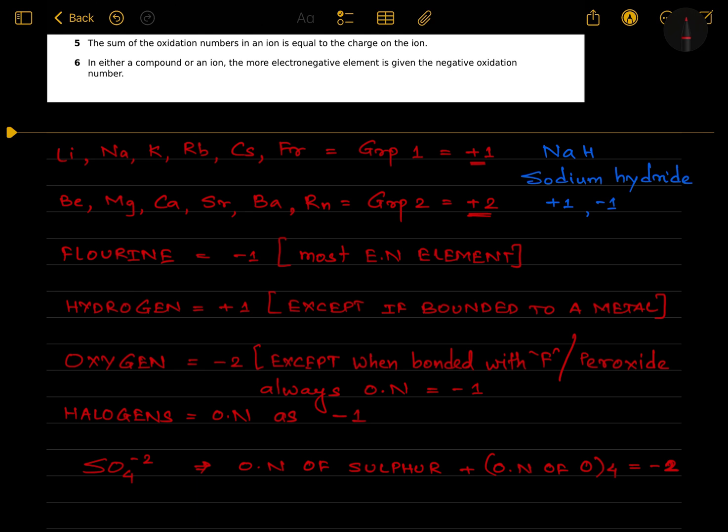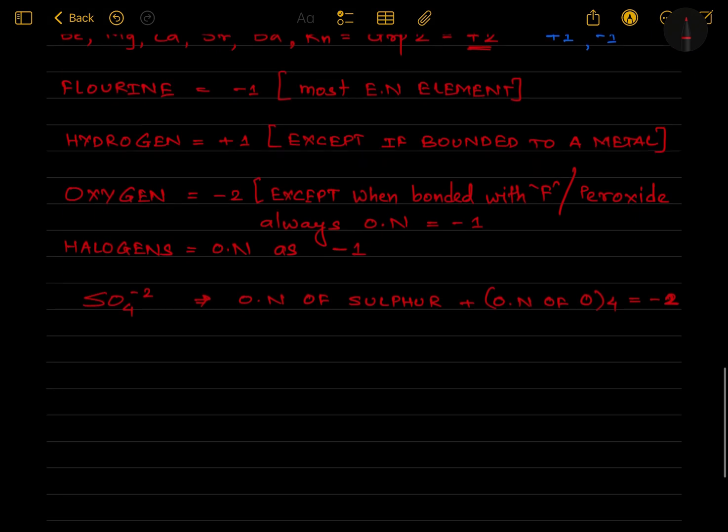It should be equal to the charge over the ion, and the charge was -2. The last and final point says that in either a compound or an ion, the more electronegative element is given the negative oxidation number. As I said, I know that oxygen loves to have -2 as the oxidation number. But let's take an example. Let's say you have H2O.